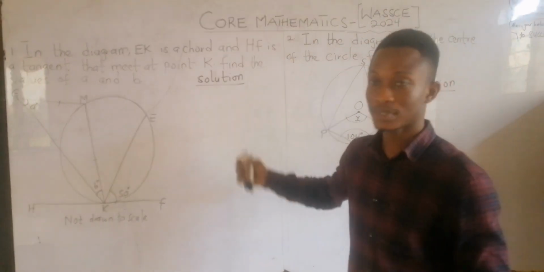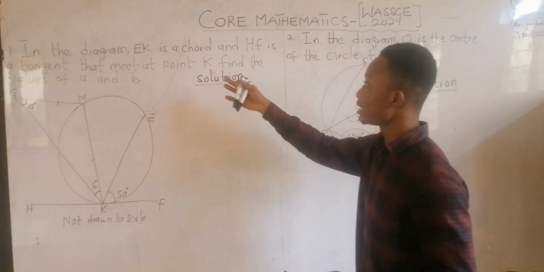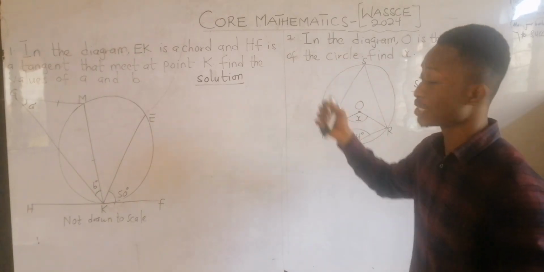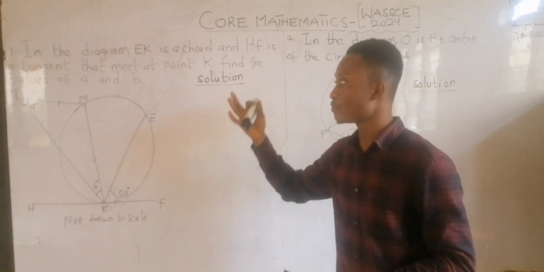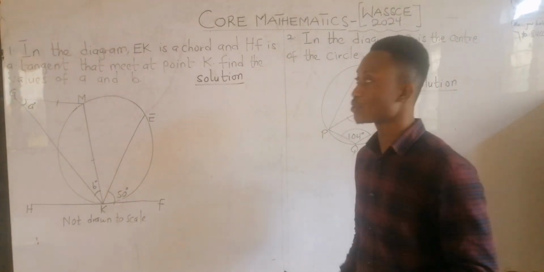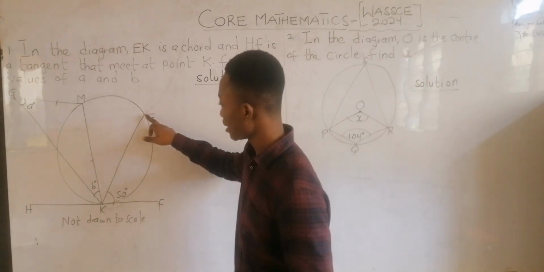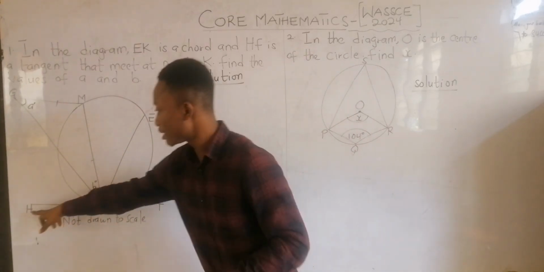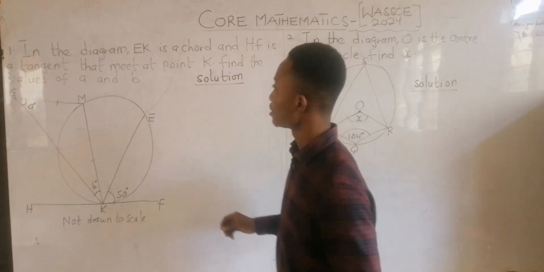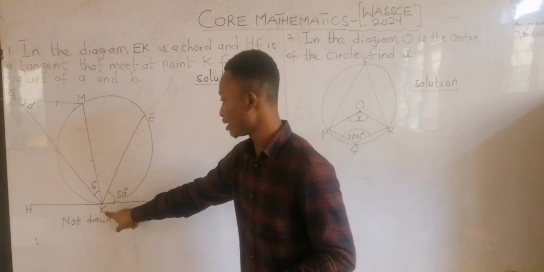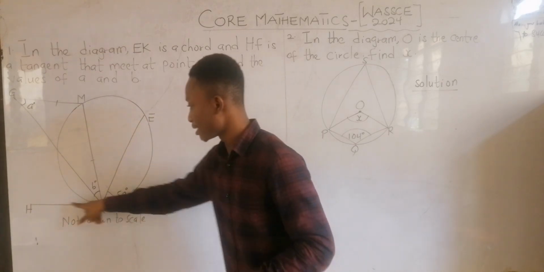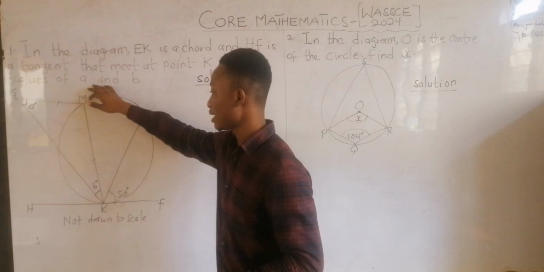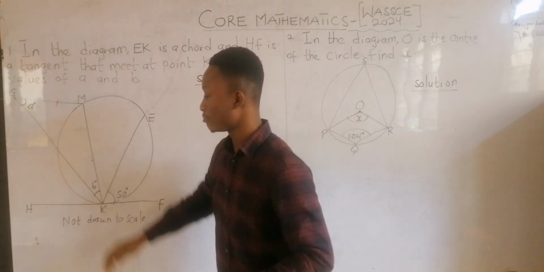Alright, so the first question. In the diagram, EK is a chord and HF is a tangent that meets at point K. Find the values of A and B. So it says in the diagram, EK is a chord and HF is a tangent, and they meet at a point K. So the chord EK and tangent HF meet at point K. Find the values of A and B. So we have A and B.